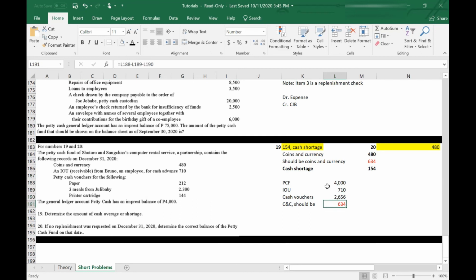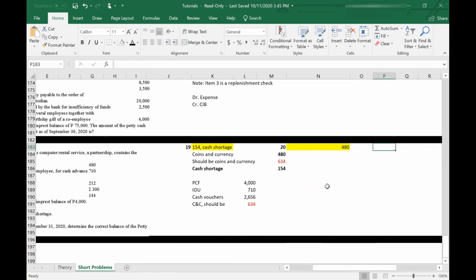Yung cash currencies and coins mo should be 634. Pero magkano lang yung coins in currency mo? 480, right? Therefore, may kulang na 154 kasi dapat 634 siya pero 480 na lang. So yung cash shortage mo 154. So that's the answer for number 19. So for number 20, if no replenishment was requested, walang replenishment na ginawa, magkano yung correct cash balance mo? Kung ano lang yung actual existing, no? Ano ba yung actual existing? 480. So that's the answer for number 20.